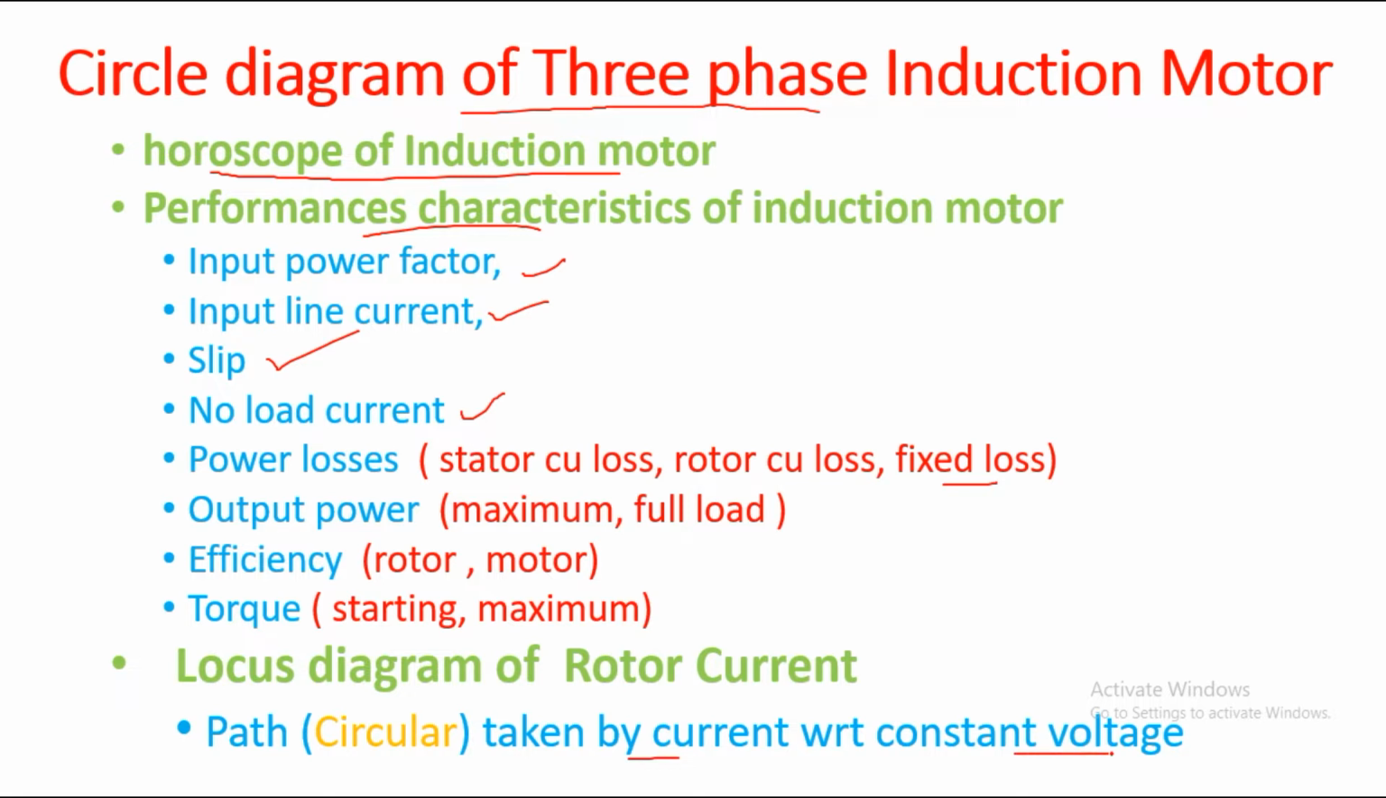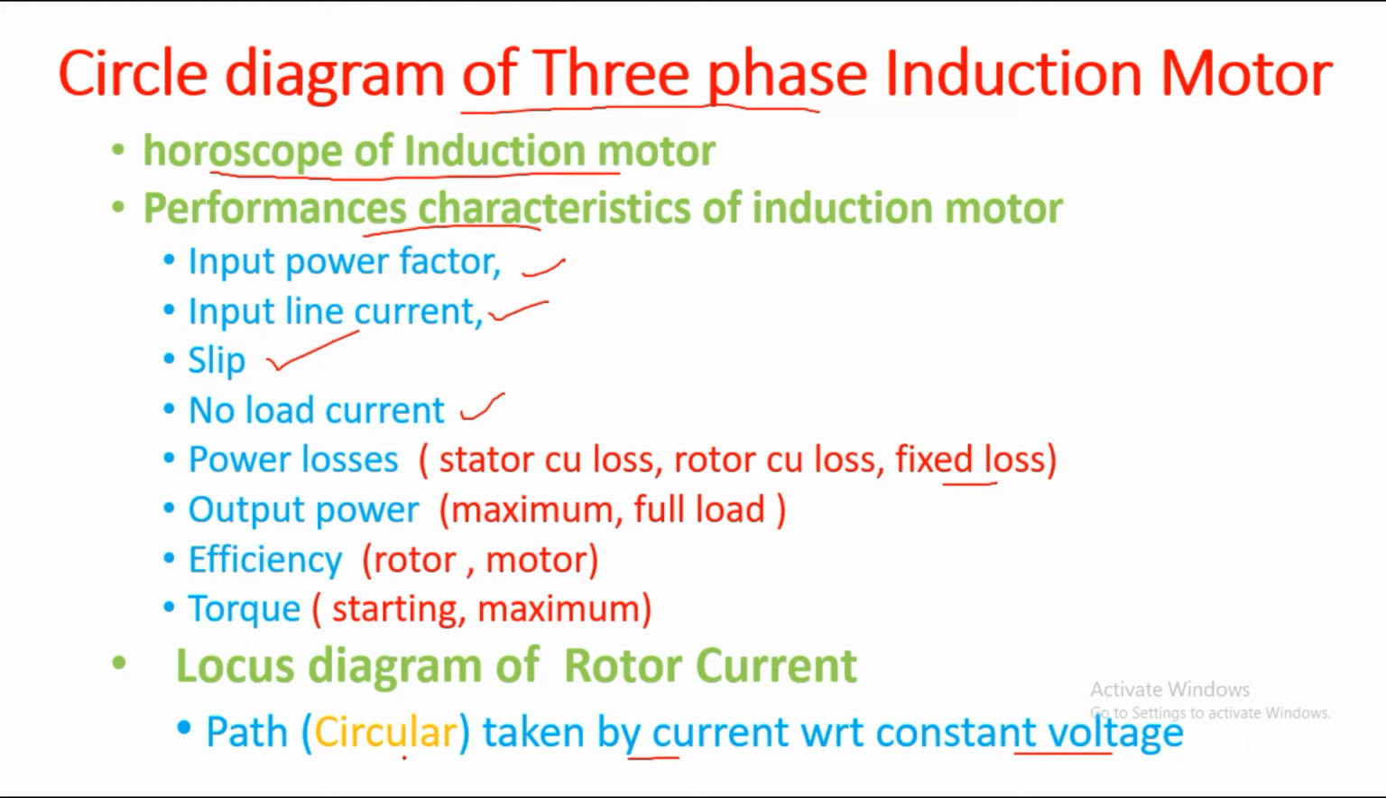Supply voltage is available at the stator terminal. So by maintaining the supply voltage at the stator terminal, we trace the path taken by the rotor current according to different operating conditions in the induction motor. The path taken by such rotor current is a circular path. And we know for any electrical circuit, if you want to draw the locus diagram for the current in a particular electrical circuit, the path taken by that current will be a circular path. So this is the basic concept about the circle diagram for a three-phase induction motor.